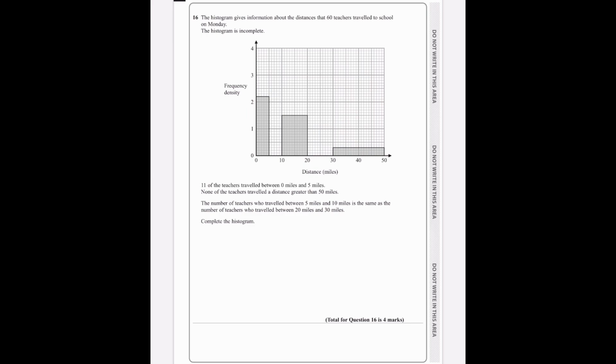Alright, for the histograms, we can work out the areas of the bars that we do have and then subtract them from 60. So the first bar's got a height of 2.2 and a width of 5. 2.2 times 5 is 11. We've got 15 and 6. Add those together, subtract them from 60, and that gives us 28. We know that those 28 are shared equally between the remaining 2 bars, so that's going to give us 14 in each of them.